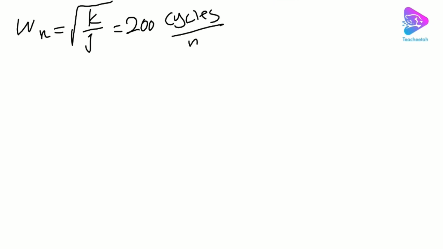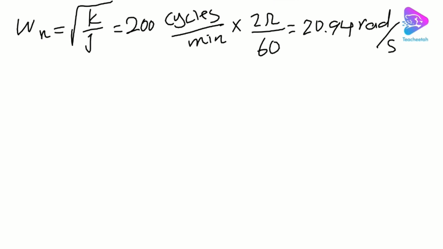Okay, so what we found here for the first case is that omega n, which is equal to the square root of k over J, for this case is equal to 200 cycles per minute. This is something given. But remember, for omega, as I mentioned in my previous video, we always use radian per second, so it has to be converted to that. So how can we do that? Just times 2 pi over 60: 60 seconds, and each cycle is 2 pi radian, which gives us 20.94 radian per second.